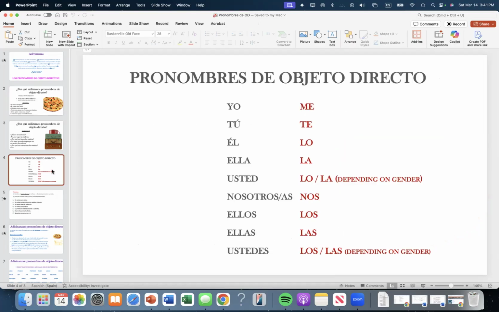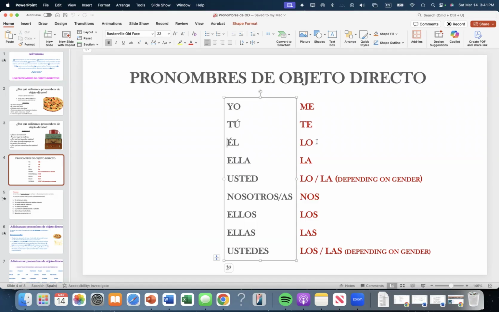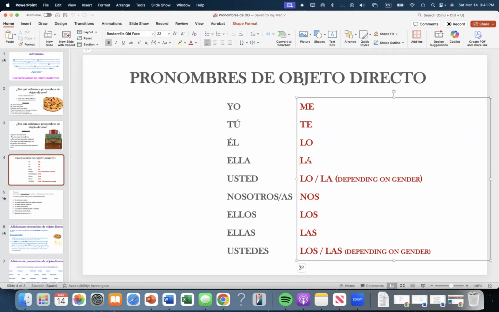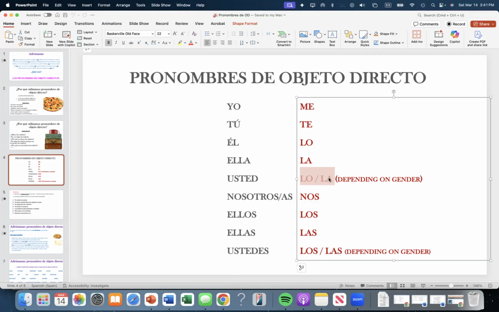So if we remember from Spanish 1010, these are your direct object pronouns. If the direct object of a sentence is yo, then you replace that yo with me. If it's tú, that's te. If it's él, that would be replaced with lo. If it's ella, it would be replaced with la, and that's the case of la pizza before, and we will delve into that a little deeper in a second. If usted, you formal, is the direct object of your sentence, you will replace usted with either lo or la, depending on the gender of that person you're addressing as usted.